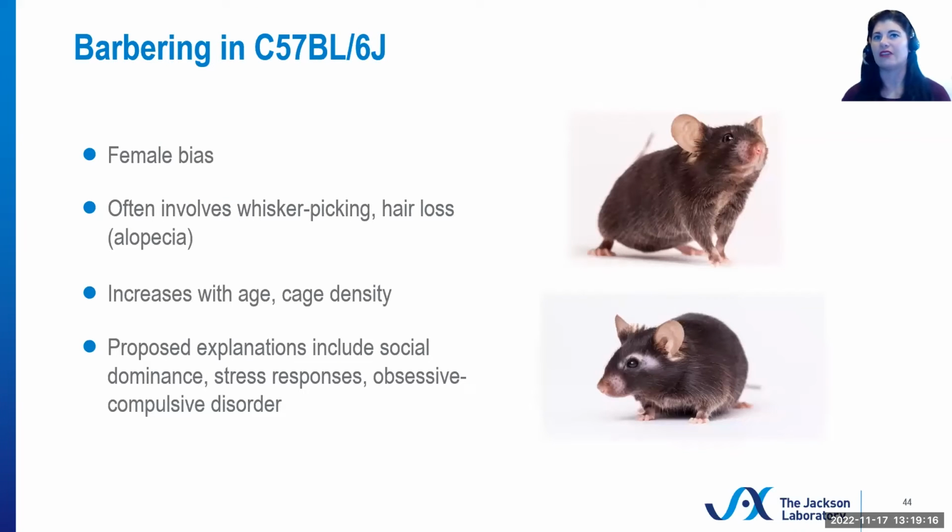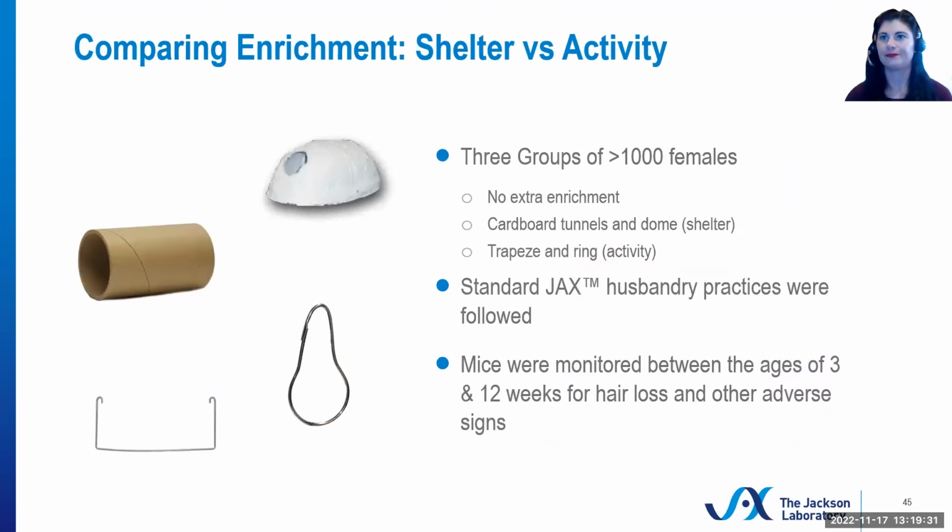Barbering in C57 Black 6J can be a challenge when maintaining a colony. Barbering appears to occur more frequently in co-housed post-wean females and involves whisker picking and alopecia. The frequency increases with age and with cage density. We performed a larger scale study to compare the two types of enrichment that mice seem to prefer, shelter and activity, to see if this had any impact on the hair loss in the C57 Black 6J mice.